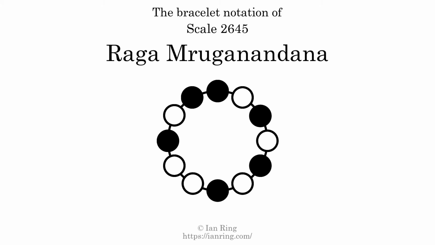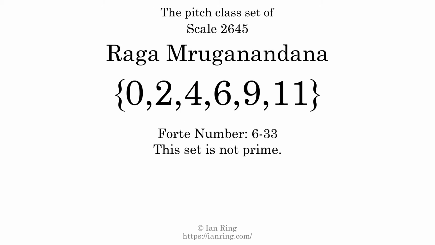This is a bracelet notation diagram of scale 2645. The shaded circles represent tones that appear in the scale, and they are read clockwise, starting at the top. The pitch class set for this scale is 0, 2, 4, 6, 9, 11. The fault class is 633. This set is not prime.